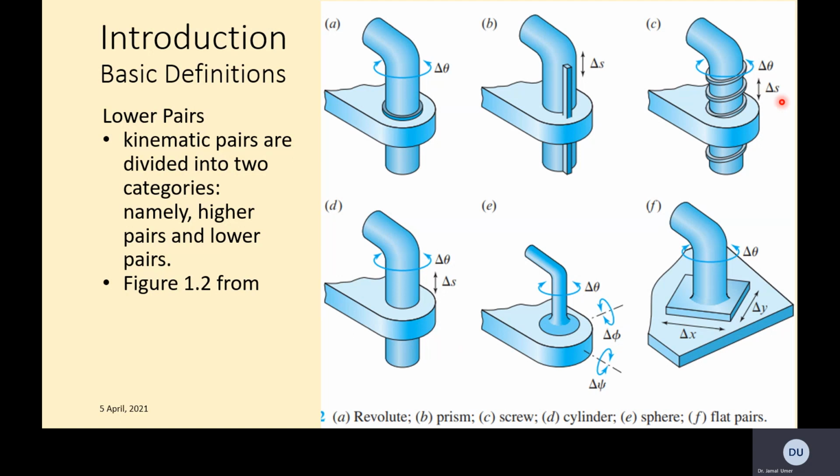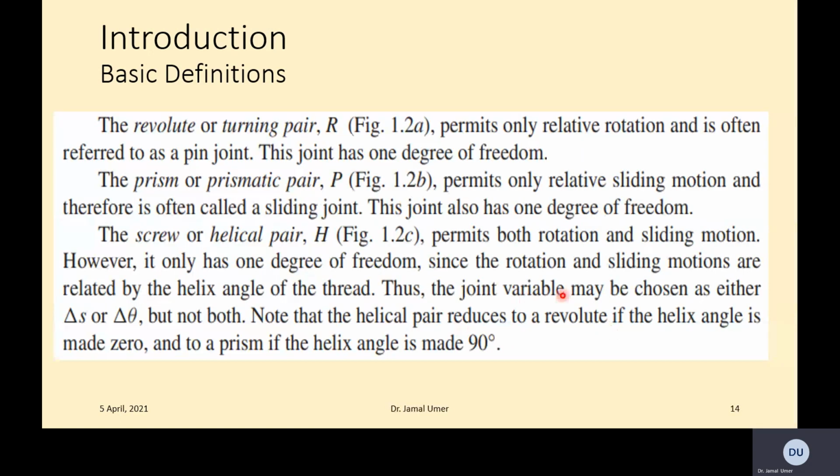Then he explained, thus the joint variable may be chosen as either delta S or delta theta, but not both. So you can study it as one of those. Not both, because there is a formula where the joint is linked, where you can derive a relation between delta S and delta theta. If you just change delta theta, you will know how much delta S is equivalent. So you cannot do both of those.